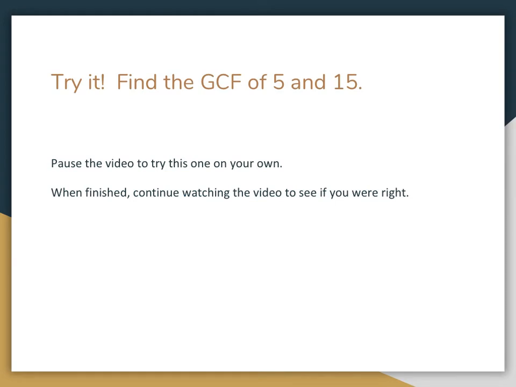Now I'd like you to try it. Find the greatest common factor of 5 and 15 on your scrap paper or your whiteboard. Pause the video, and when you're all done, come back and check to see if you were correct.